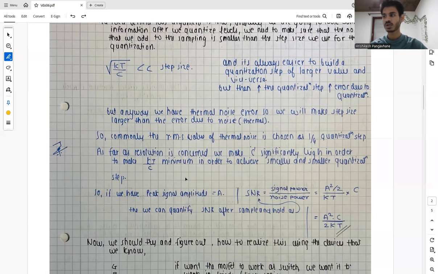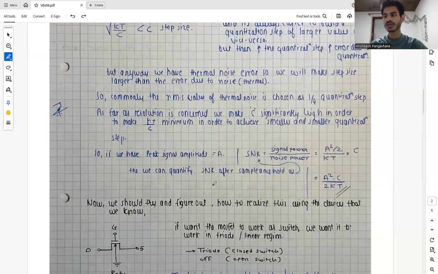Now let's say we have a peak signal amplitude of A. Then we can quantify the signal to noise ratio after sample and hold as SNR equals the signal power divided by the noise power. The signal power, when it is a sinusoidal input, is amplitude squared by 2, and the noise power is kT by C. So from this value we have our signal to noise ratio, and based on what kind of signal to noise ratio we want, we can design the value of capacitor.